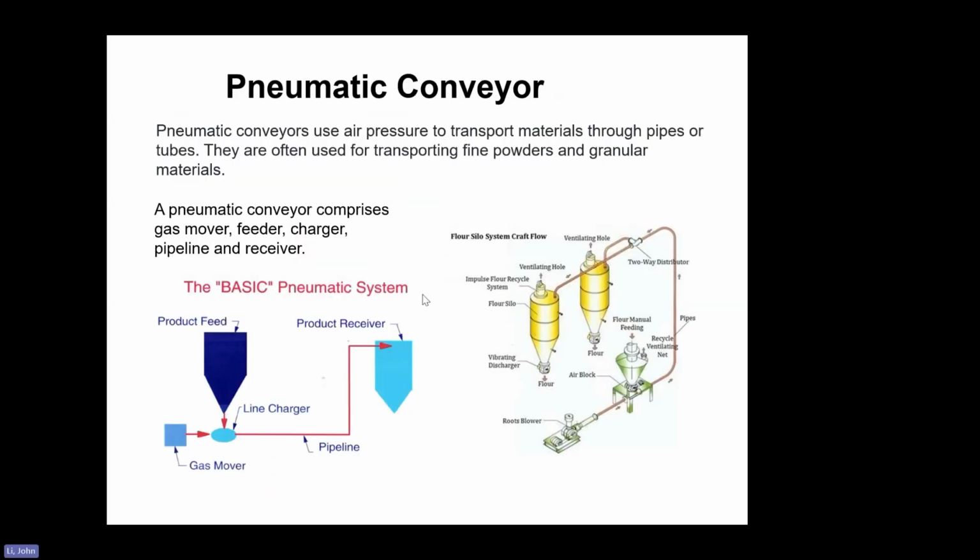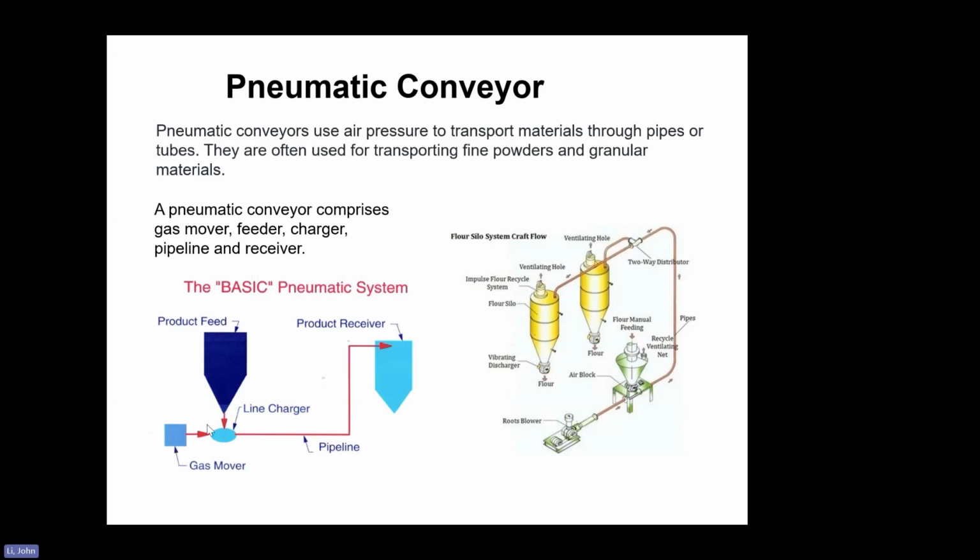Last one is the pneumatic conveyor. This one is different from other conveyors because it uses air to move materials, not mechanical. So a pneumatic conveyor uses air pressure to transport materials through pipes or tubes. They are often used for transporting fine powder and granular materials.